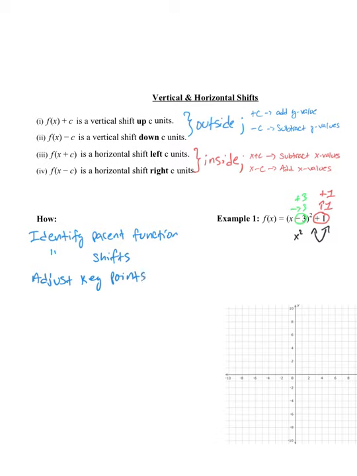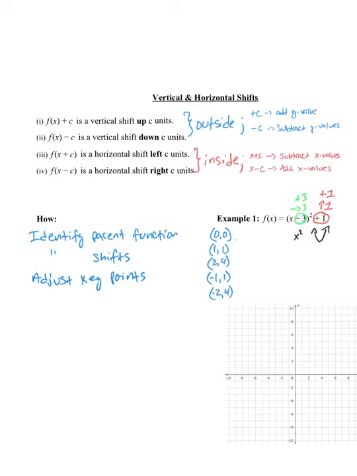So let's recall our key points for the quadratic. We have 0, 0, and we have 1, 1 squared is 1, and then we have 2 squared, which is 4, and then we got to do the other side. So negative 1 squared is 1, and negative 2 squared is also 4. So we're just going to adjust these using the shifts that we have identified here.